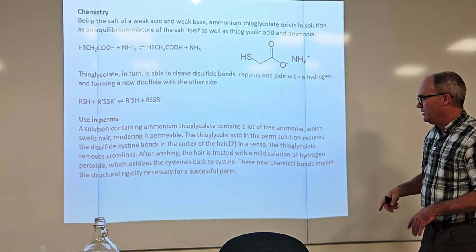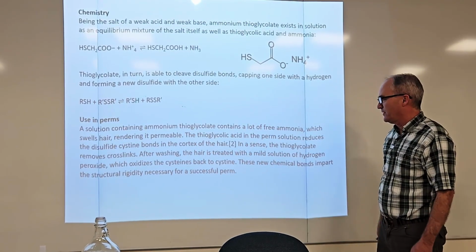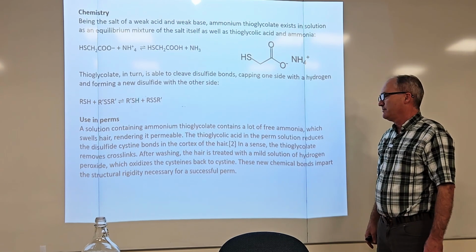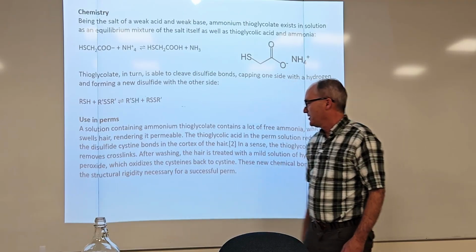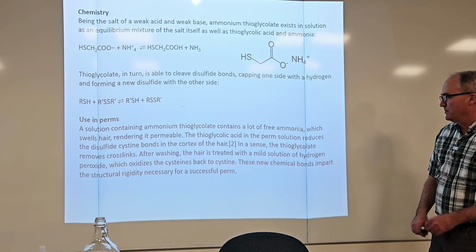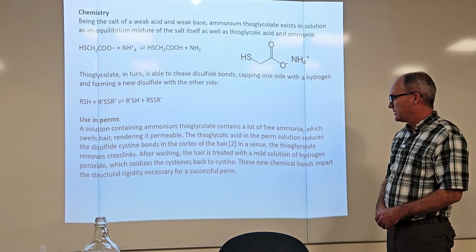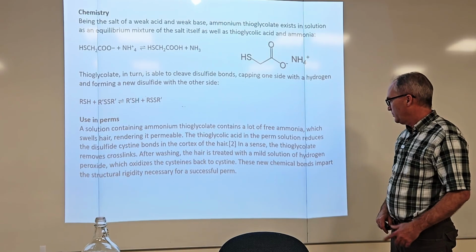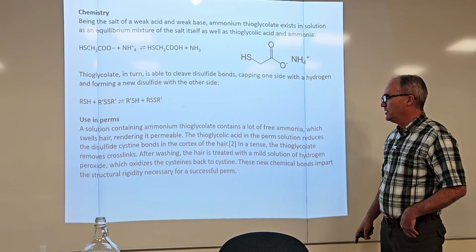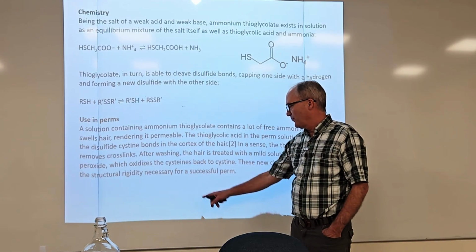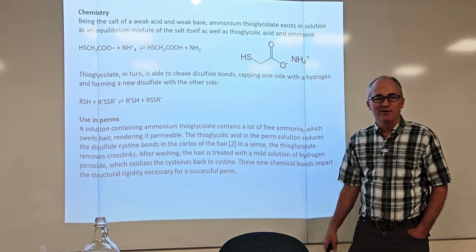Then you rinse your hair. Then you treat it with a mild solution of hydrogen peroxide, which turns you into a blonde, which you wanted anyway, and which oxidizes the cysteines back to cystine. These new chemical bonds impart the structural rigidity necessary for a successful perm.